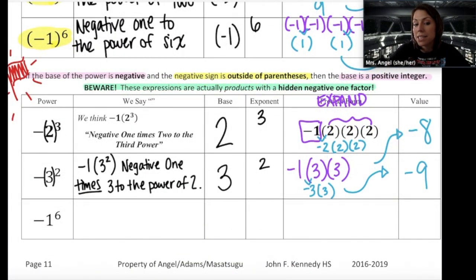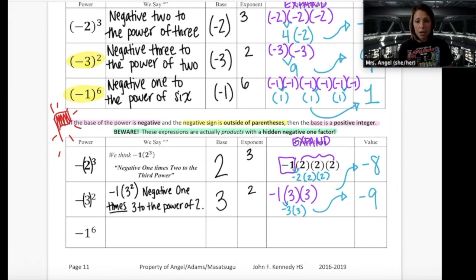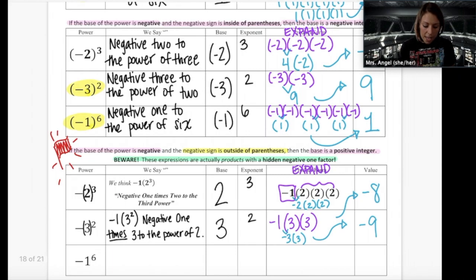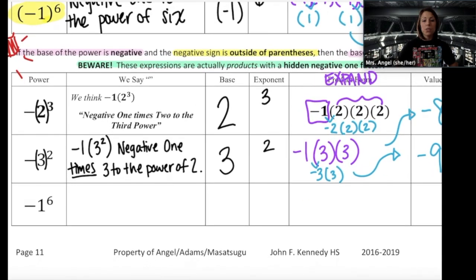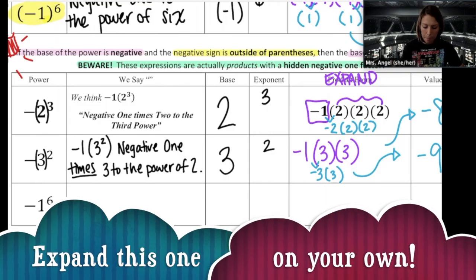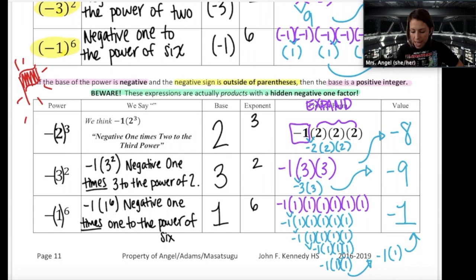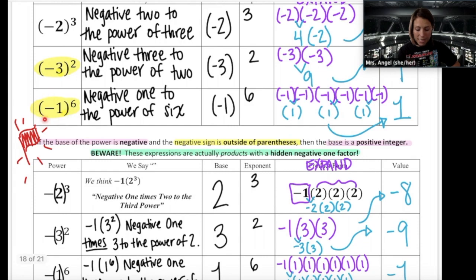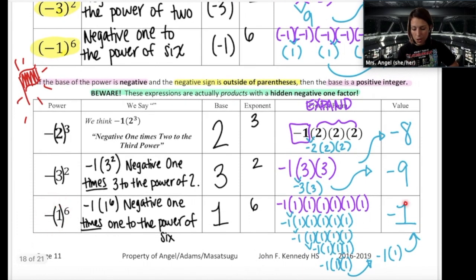I want you to notice the difference here before you do the last one. Notice in our table above, when the negative was inside of parentheses to the power of 2, the value was positive 9. When the negative was outside of parentheses to the power of 2, the value was negative 9. So does this matter? Oh, yeah, this matters a lot. Why don't you go ahead and do the last one on your own? Just keep in mind, 1 to any power would be positive 1, but that negative 1 does make the final value negative. So look at the table above. When it's in parentheses, it actually was positive. No parentheses turn out to be negative. So does this matter? Yeah, this matters a lot.